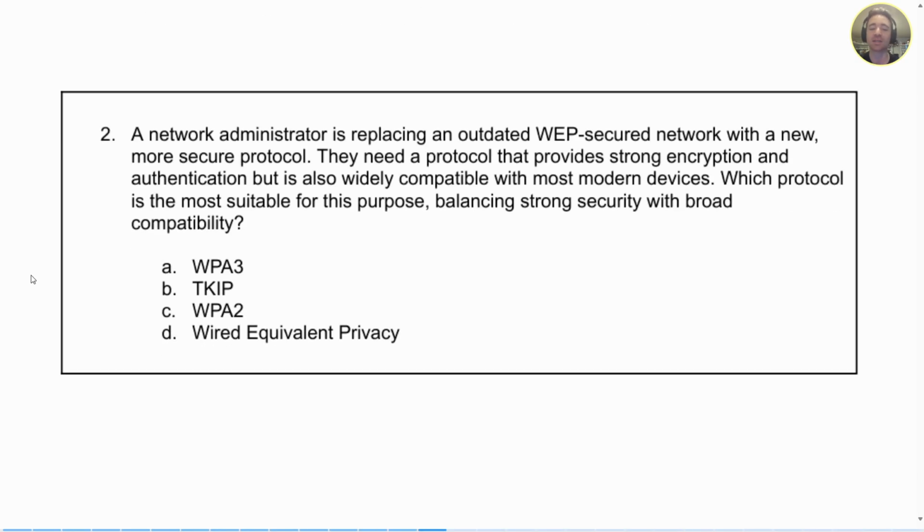The next question reads, a network administrator is replacing an outdated WEP secured network with a new, more secure protocol. They need a protocol that provides strong encryption and authentication, but is also widely compatible with most modern devices. Which protocol is the most suitable for this purpose, balancing strong security with broad compatibility? Is it A, WPA3, B, TKIP, C, WPA2, or D, Wired Equivalent Privacy? Your answer coming in 3, 2, 1.